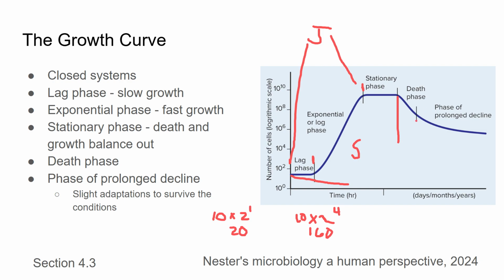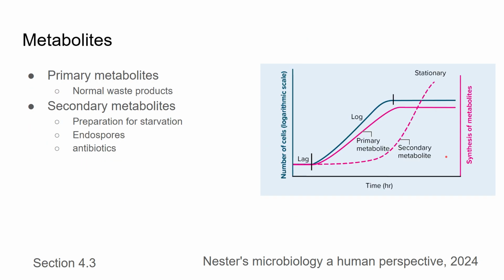After the death phase, you'll see that it starts to taper off in the phase of prolonged decline. What's going on here is you have some slight adaptations to be able to survive the conditions that are present. So these bacteria are going to be slightly different than what you had at the beginning because they've adapted to the problematic conditions.